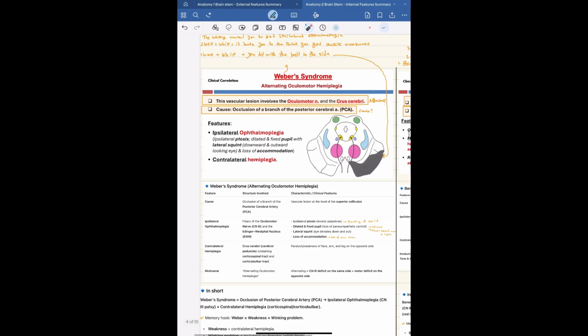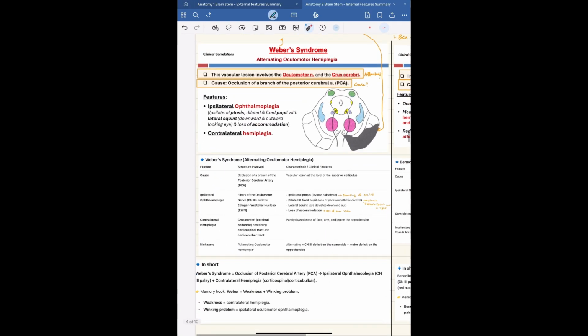So first things first, ipsilateral ophthalmoplegia. Because of damage of the oculomotor, and the crus cerebri, if it's damaged, you will have an effect on the corticospinal and corticobulbar, leading to contralateral hemiplegia. Now, very important. The cause: occlusion of the branch of the posterior cerebral artery. Make sure you link posterior cerebral artery.